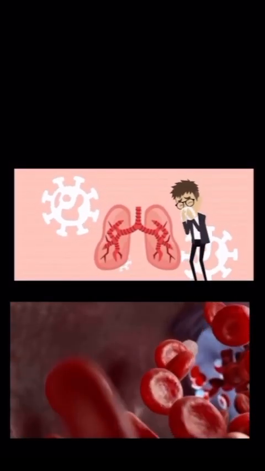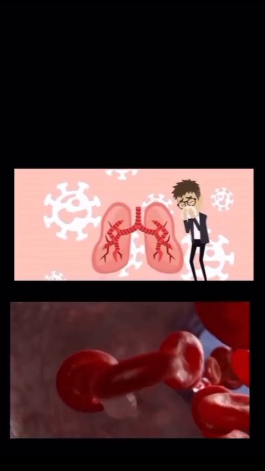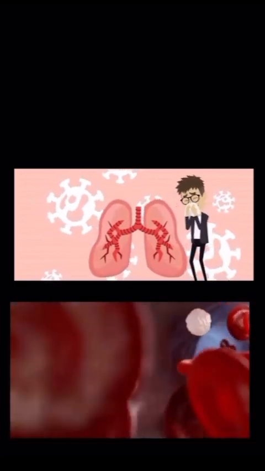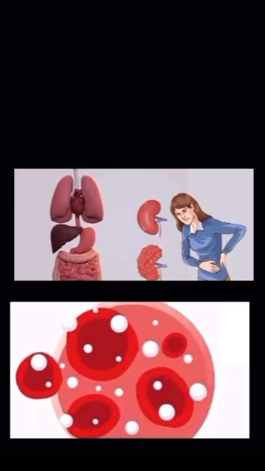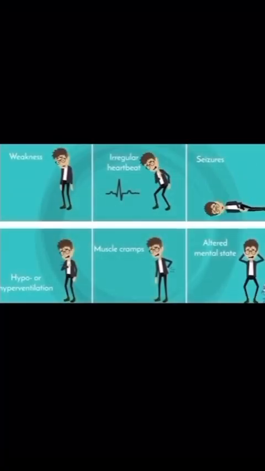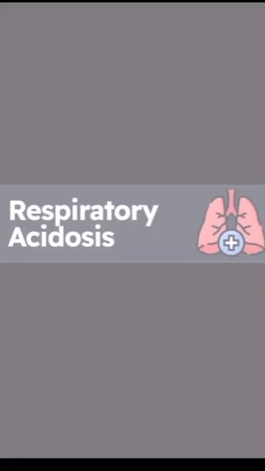ABG tests can help diagnose respiratory failure and other conditions that affect the respiratory system, circulatory system, and metabolic processes. A pH imbalance can cause symptoms such as tingling, weakness, irregular heartbeat, seizures, hyperventilation, cramps, and an altered mental status.